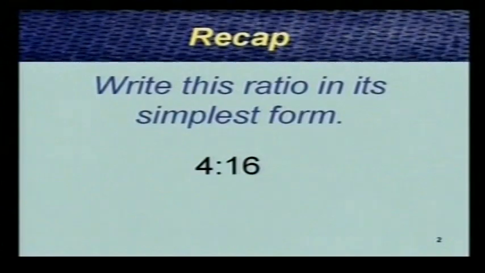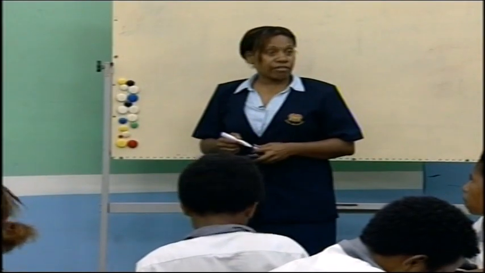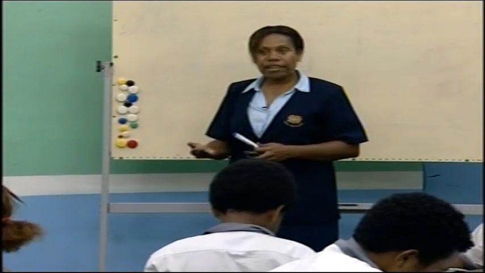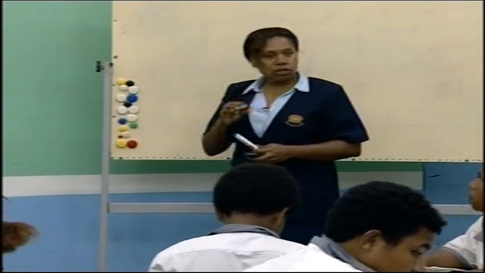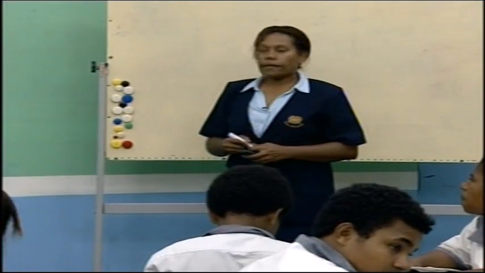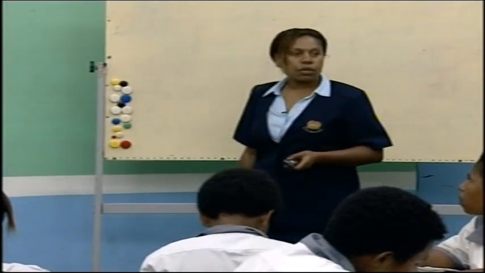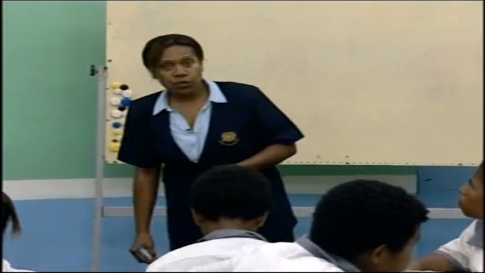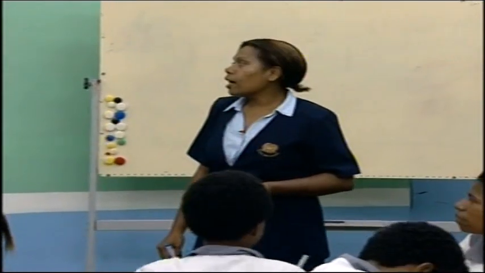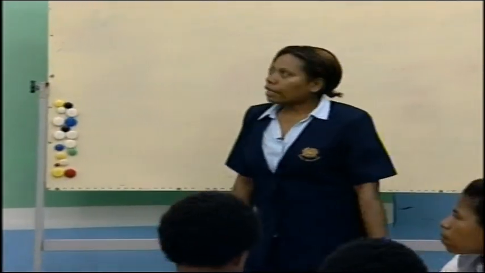Class, 4:16. When you simplify, it is 1:4. So remember, ratios are just like fractions where you can simplify, cancel down, or bring down to the lowest ratio. Okay, so 4:16 is simplified as 1:4. Did you get that? All right, the next one.